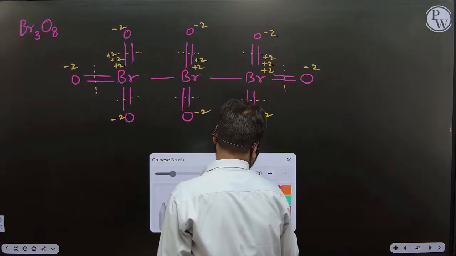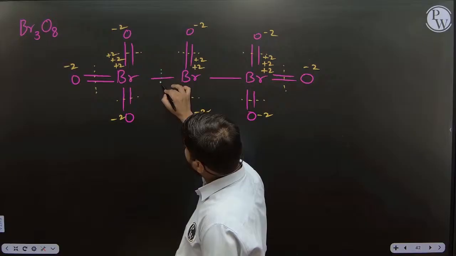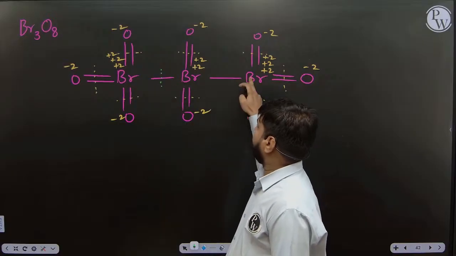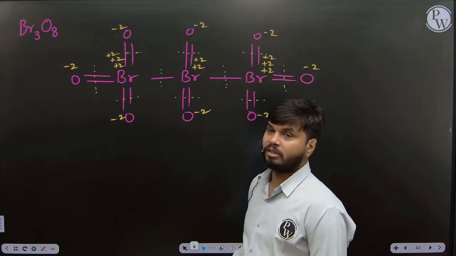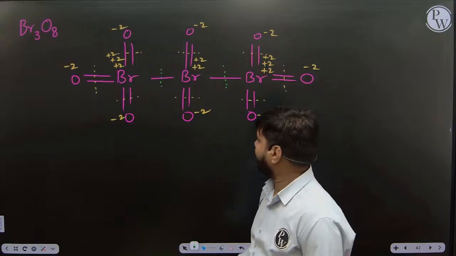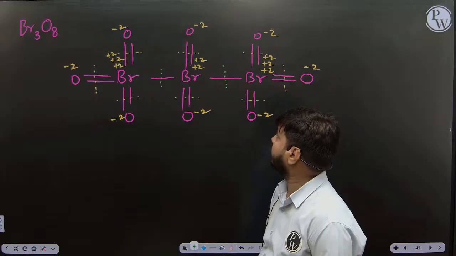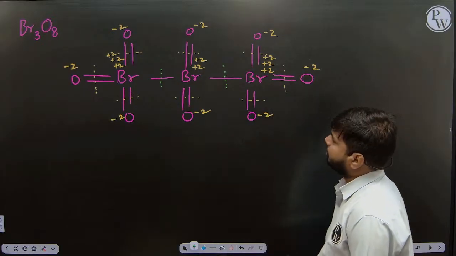Now, Br and Br have the same electronegativity, so even if you break this bond, nothing will happen. Okay, fine. Because of the same electronegativity, nothing is going to happen. Now let's talk about the oxidation number. Let's conclude all these.